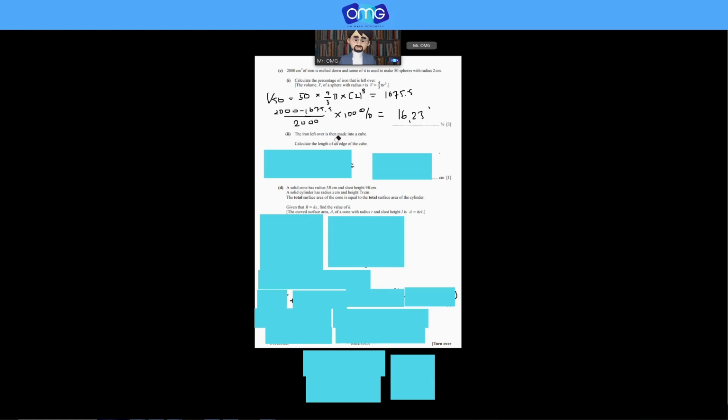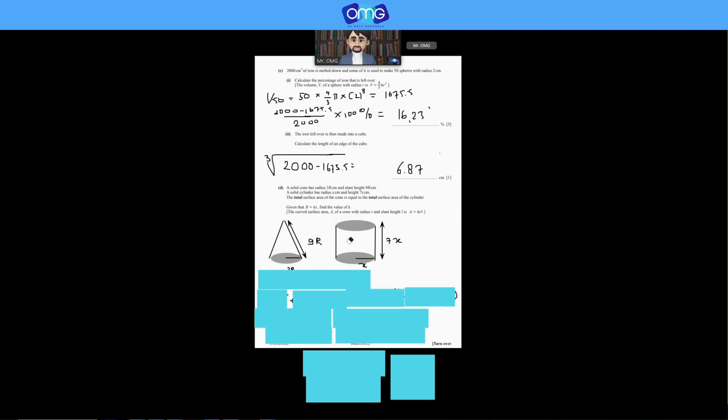And the leftover iron is made into a cube. Okay, so the cube root of what's left is 6.87 cm. Okay, D: a solid cone has a radius 3r and a slant height 9r, and the cylinder has radius 2x and height 7x. Yeah, and the total surface areas are equal.